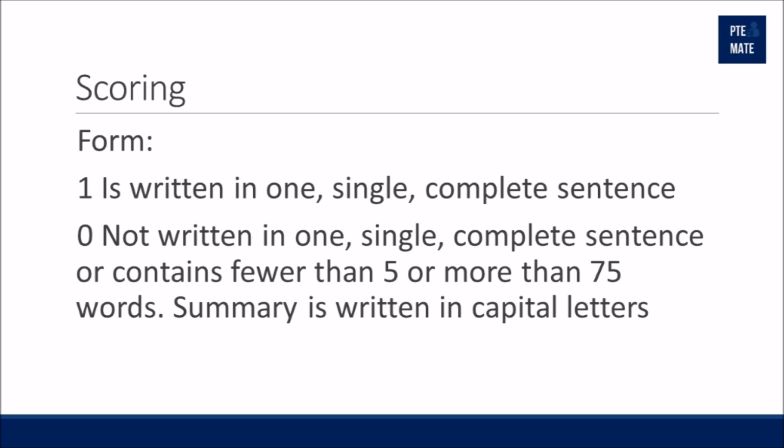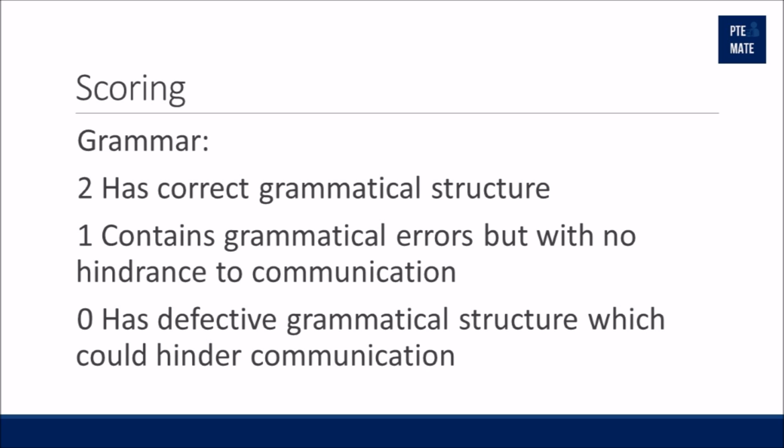Your form, well, it needs to be one sentence, so you've got to be really careful here. You've got to proofread your summary once you've written it to make sure that there's only one full stop, and you separate different clauses by a comma or a semicolon as need be. So if you've written your sentence in a proper one sentence format, you get 1 point. And even if you've got one single full stop somewhere in the middle, you get a 0. So be really careful here.